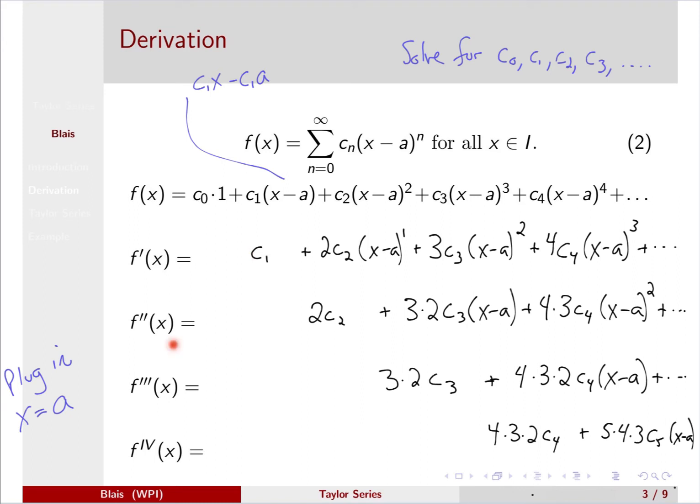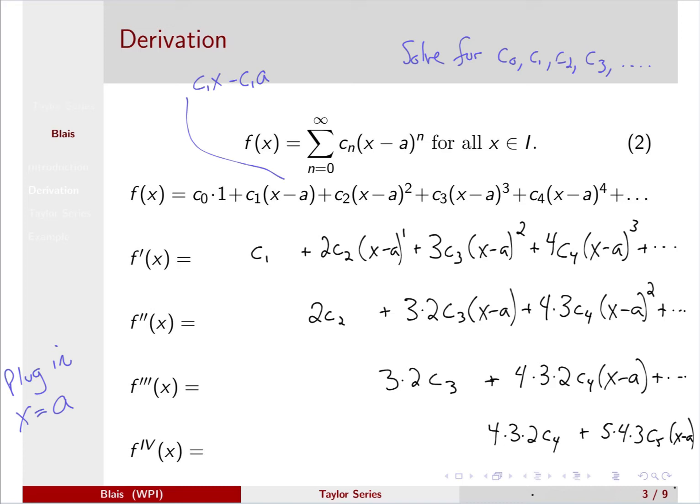If we plug in x equals a for f double prime, we see something similar there. This first term survives, and the rest drop out. And we see that happens in every case, even if we continued. Fifth derivative, sixth derivative, seventh derivative. Plugging in x equals a results in just one term for each. But let's try and find a pattern.